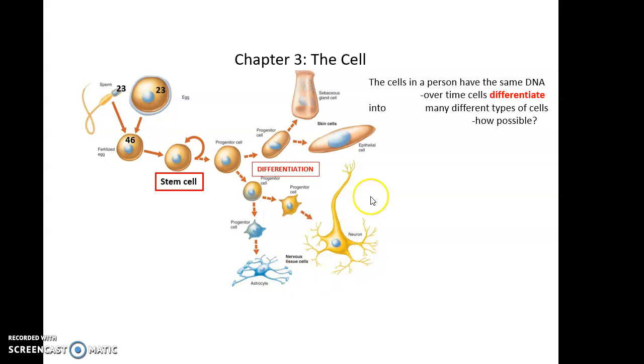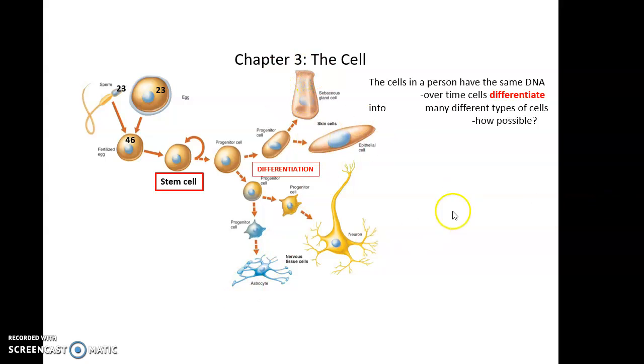There's lots and lots of different kinds of cells: sebaceous gland cells, epithelial cells, neurons, astrocytes, muscle cells, and so forth. And this process of turning a generic cell, a stem cell, into lots of distinct kinds of cells is known as differentiation. So differentiation is when a cell becomes a specific subtype of cell.